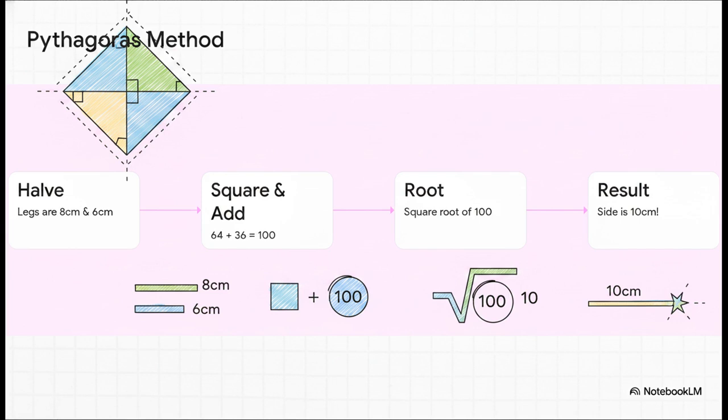Step 1. Halve the diagonals to get the legs of the inner triangle. That gives us 8 centimeters and 6 centimeters. Step 2. Square them and add them together. So 64 plus 36 gives us 100. Step 3. Find the square root of 100. And step 4. Boom. The hypotenuse, which is the side of the rhombus, is exactly 10 centimeters. You just completely conquered a Pythagorean theorem hidden inside a geometry problem.